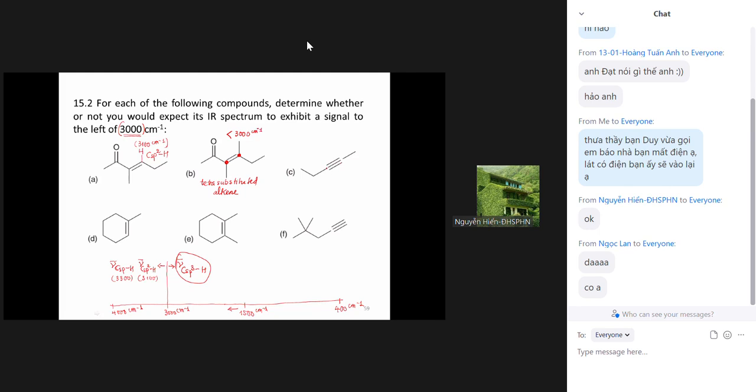In this case, you have sp hybridized carbon atoms, two atoms. But again, you have a di-substituted, we could say in this case, internal alkyne, sorry. So you don't have any C sp H, and therefore you cannot see any signals above 3000.